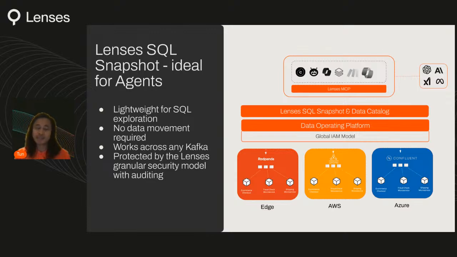It's super lightweight, super fast. Additionally, no data needs to be moved to use the SQL processor, because a lot of alternate technologies use something under the hood like ClickHouse, where they have to move the data into a central location like a warehouse or a database to process it. But with Lenses, that's not required. No data movement required. The other benefit, of course, is that it works across multi-Kafka.